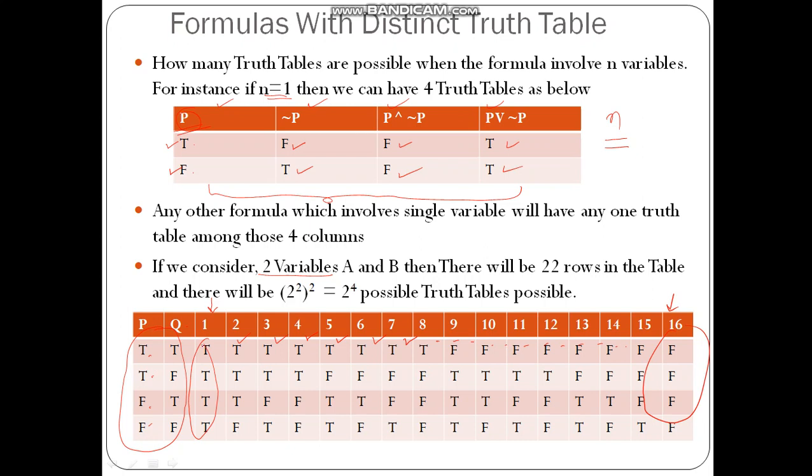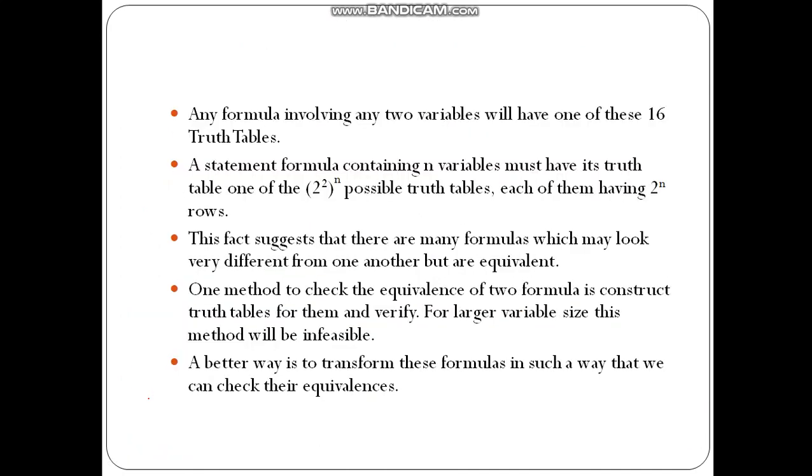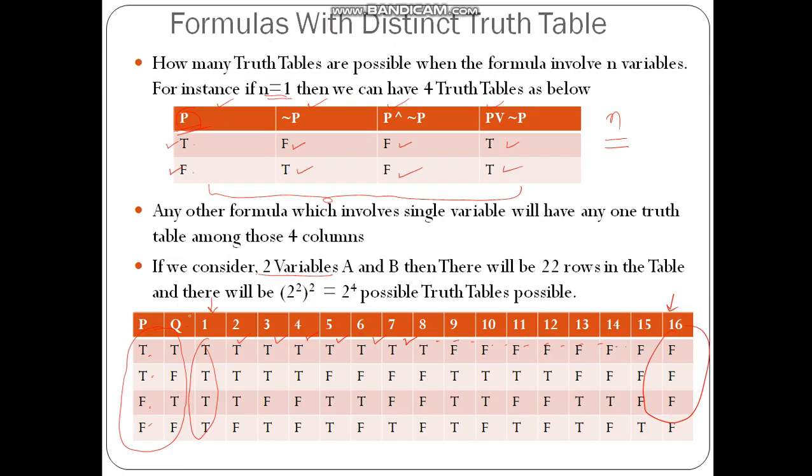If there are 3 variables, in that case there will be 8 rows. As we already know, for P, Q and R there will be 8 rows, and there will be 2 raised to 8 different truth tables possible. So that will be 2 raised to 2 raised to 3. 2 raised to 3 comes to be 8, and 2 raised to 8 comes to be 512. So there are 512 different truth tables.